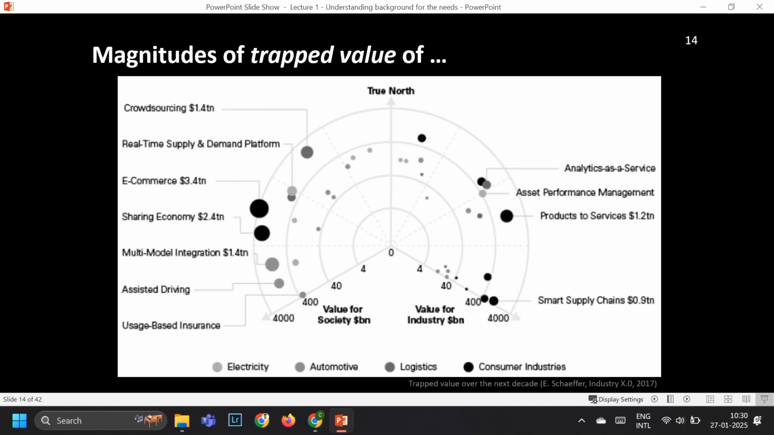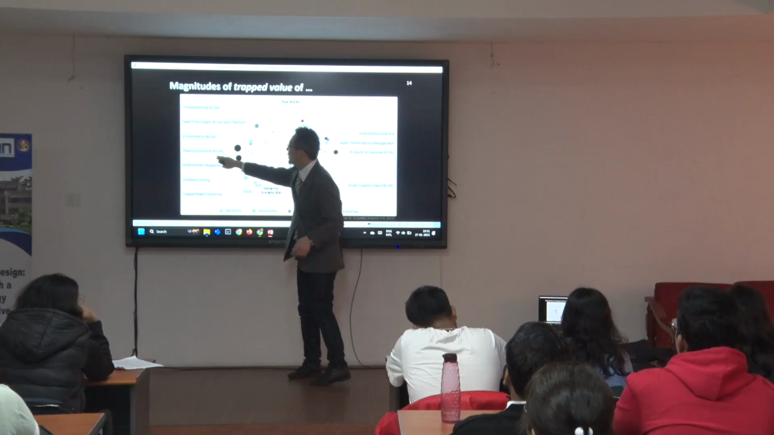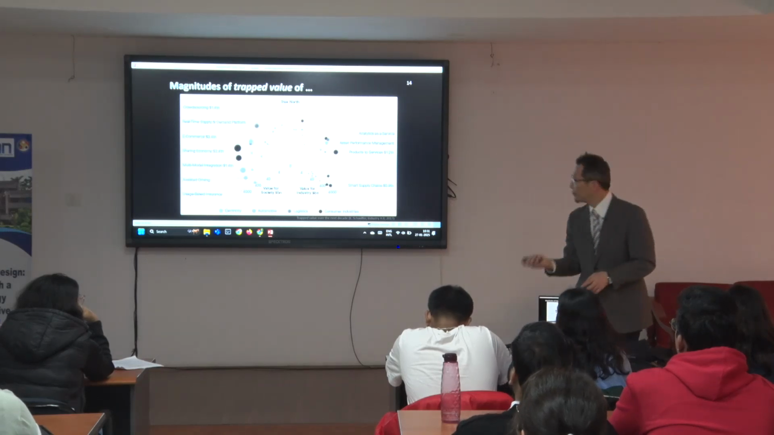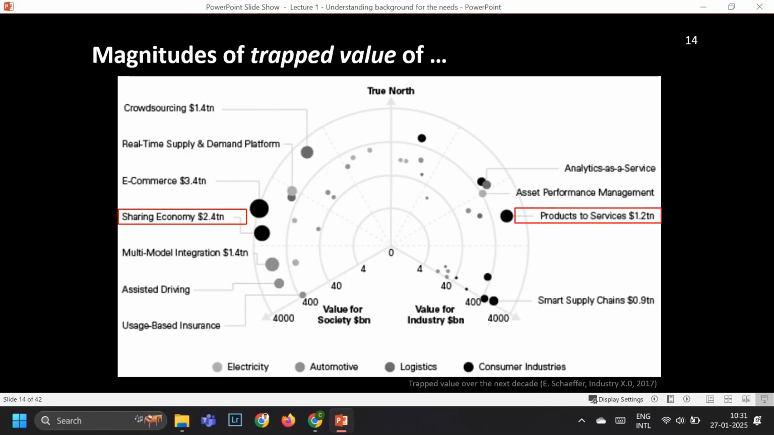So take a look at each piece shown on the chart here. And you realize here, product to services, right? So this is what I've been talking about so far. And also sharing economy on the left-hand side is very much related to PSS. And you see those two areas are among the most prominent topic areas.